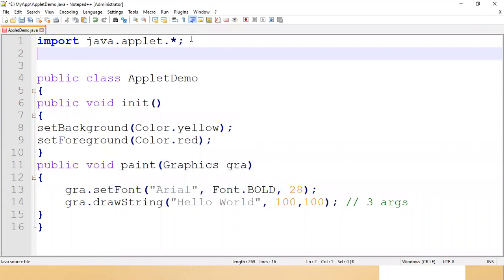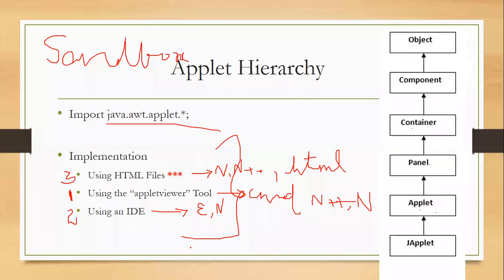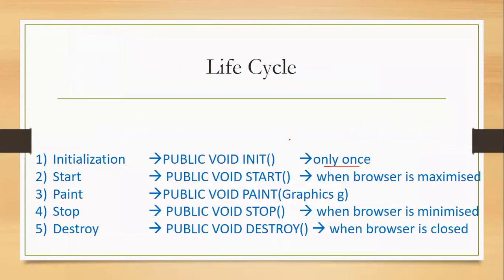I'll just import a few more things over here, import java.awt.*. Okay, I'll just save this. So now I've done my applet methods. If you look back into your PPT, I've done this portion. This portion is over. I'm done with my init method, and I'm even done with my paint method. So inside my applet, whatever I want, I am done with it.